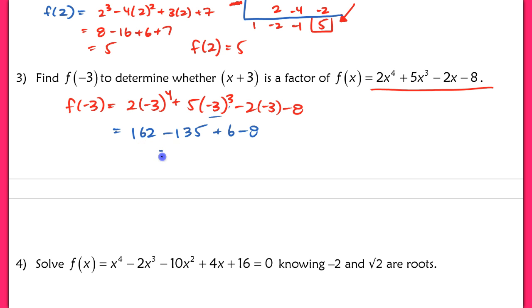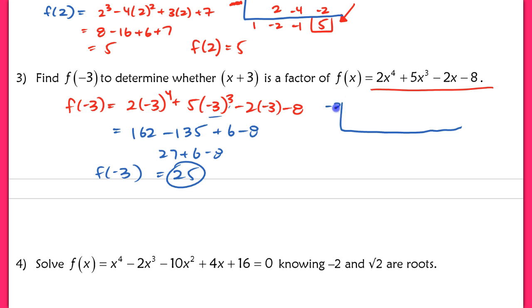Oh, sorry, 27 plus 6 minus 8. So 25. Okay, so we end up with f of negative 3 equaling 25. Now, if I had done that same problem here, just using synthetic substitution, I would end up with a remainder. I should end up with a remainder of 25 here as well.